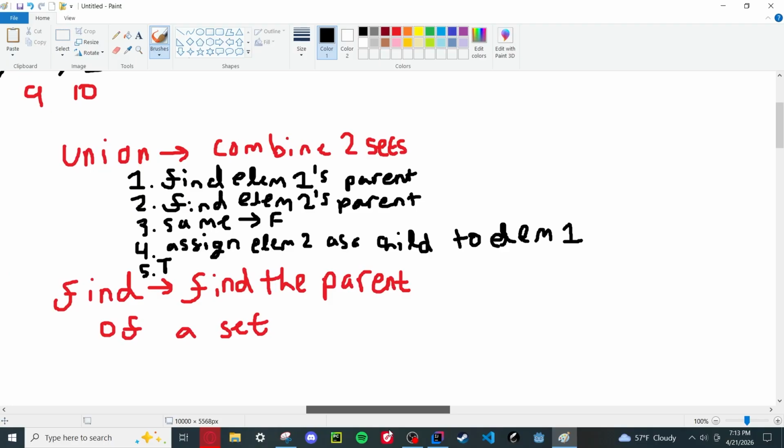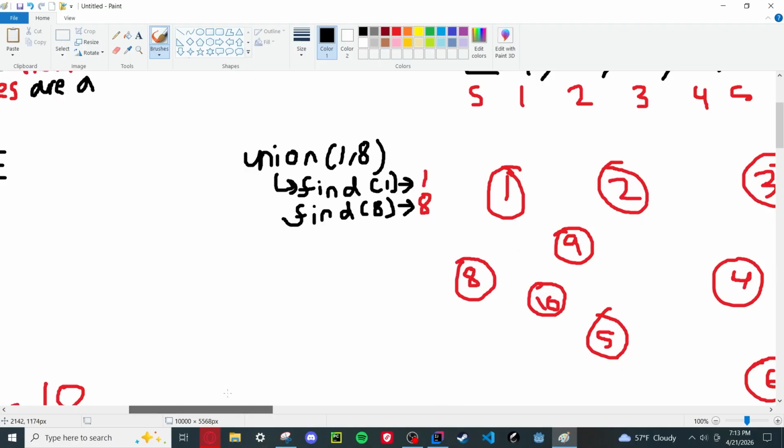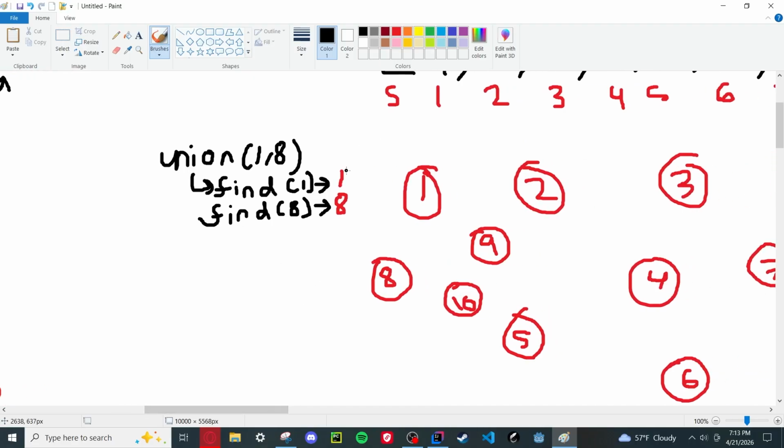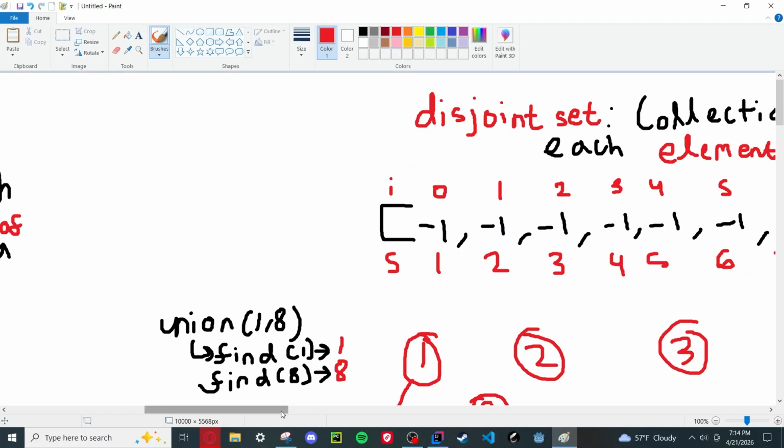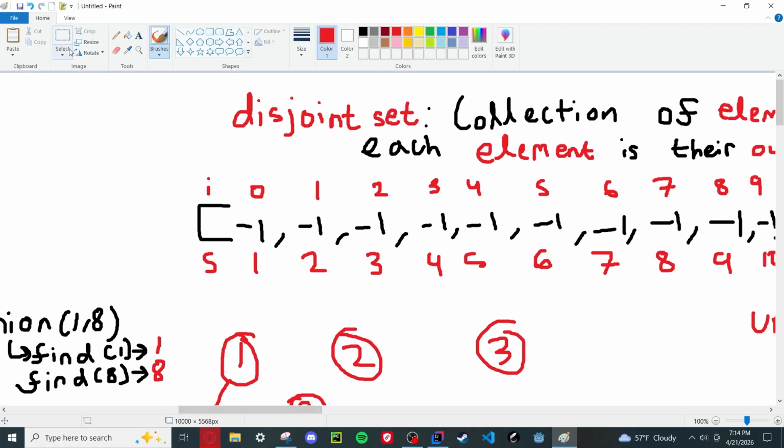And then step 4 says assign LM2. So if this happens, return false, and we just stop, right? But here, step 4, that means they're from different parents. So we should just assign LM2 as a child to LM1. So what does that look like? LM1's parent is 1, LM2's parent is 8. Graphically, it might look like this. So you can see 8 is a child of 1.